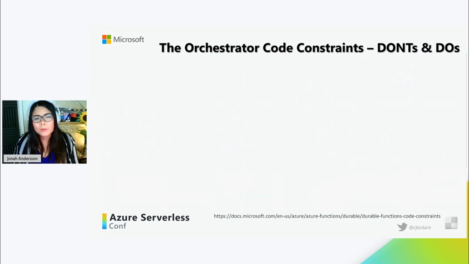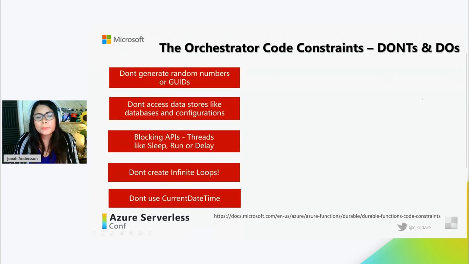We also have three things to think about when we're designing our orchestrator. There's a code constraint documented in MS Docs, the do's and don'ts. For example, when you design your orchestrator, it is recommended not to generate non-deterministic things. For example, GUIDs, they are random, and also blocking APIs, infinite loops, and current datetime. Of course, the time ticks all the time, so it's not really constant.